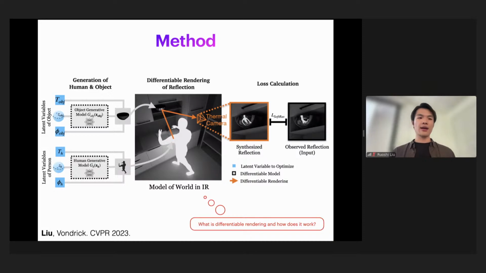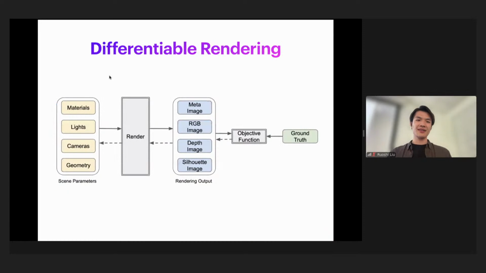I talked about a high level idea here, but what is differentiable rendering? How does it work? I'll give a pretty brief introduction. In differentiable rendering, you assume there are some scene parameters: the materials, light, cameras, and geometries. Through a rendering process, you could render images like a mesh image, RGB image, depth image, silhouette image. You could compare with your ground truth observation with some objective function. Because your rendering process is differentiable, you could backpropagate that loss into your scene parameters and adjust them. That's basically the high level goal of differentiable rendering.